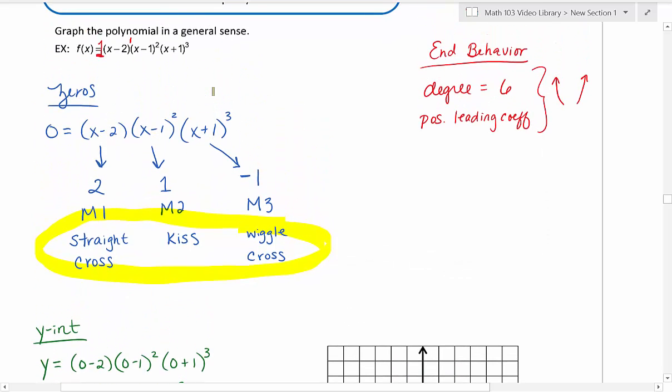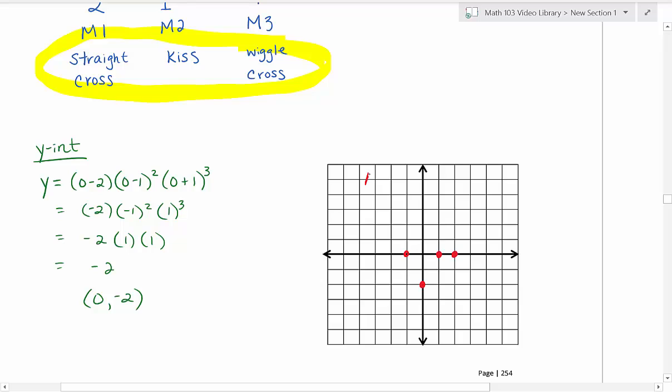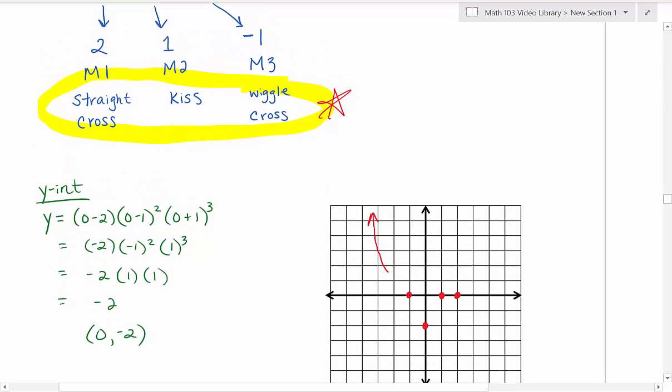Our end behavior tells us that we start by coming in from the top. I'm going to start by coming in from the top, and I approach my first x-intercept. Now, before I get too close to this x-intercept, I want to refer up here to see what I'm going to do. These zeros are not in ascending order, so make sure you're actually looking and don't just go straight cross, kiss, wiggle cross. The first zero that we're approaching is negative 3. We need to wiggle cross the x-axis. So there's my wiggle.